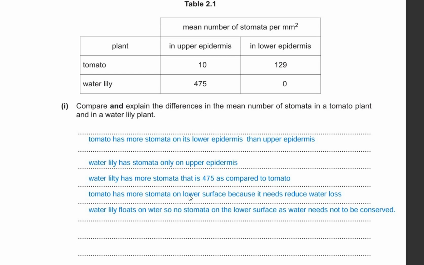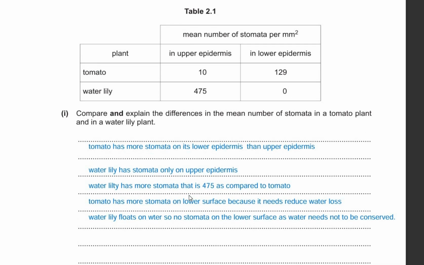Explain why the stomata are present in such a way. Tomato has more stomata on the lower surface. Why? Because it needs to reduce the water loss, right? It needs to reduce the water loss from beneath the surface of the leaves. That's why it has more stomata on the lower epidermis. Whereas the water lily floats, there are no stomata in the lower epidermis because there is no need to prevent water loss. It is not to be considered, right? This is what I have written over here in the answer. You can read it from here.